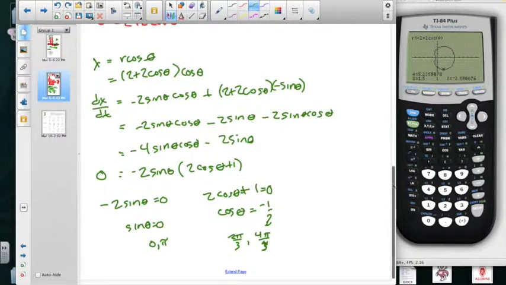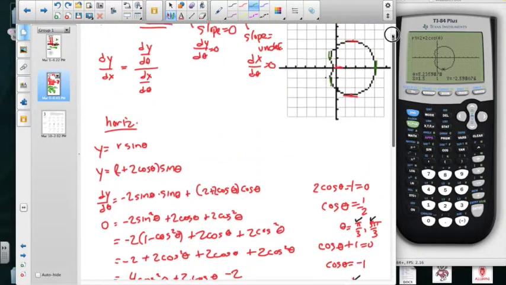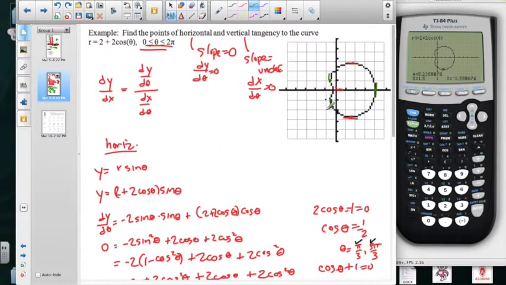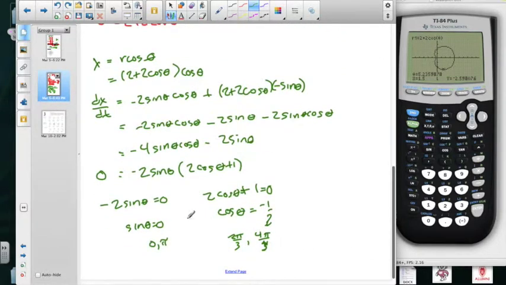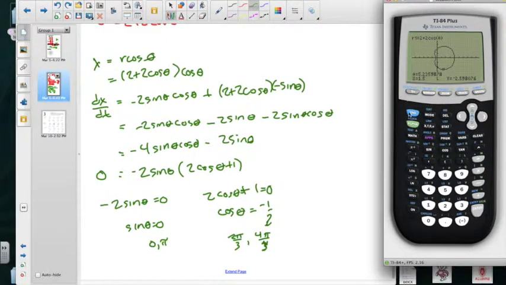Now you notice in the sketch up here, we've got 1, 2, 3 points of vertical tangency. So the question is, why do we have 4 solutions? So let's go back and trace this again. I'm just going to regraph it and hit trace again, and let's see where we are. So we're back at 2 pi here. I guess I got to go backwards.